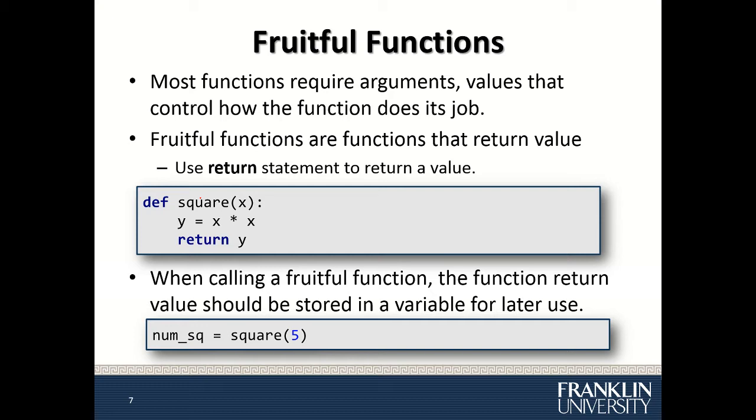When calling a fruitful function, the function return value should be stored in a variable for later use. If you do not store it in a variable, the function returns the data, and the data is not stored anywhere. It basically will be gone from the memory.